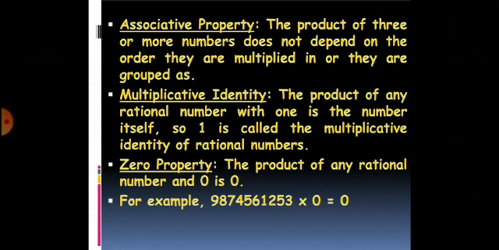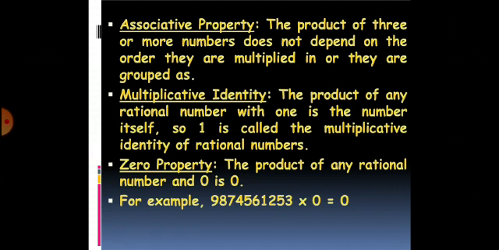Then comes multiplicative identity. The product of any rational number with 1 is the number itself. So 1 is called the multiplicative identity of rational numbers. What is a number which, when multiplied with a rational number, gives the same number? Like for example, 5 by 8 into what will give you 5 by 8? The answer is 1. So you have to remember, children, 1 is called multiplicative identity and 0 is called additive identity.